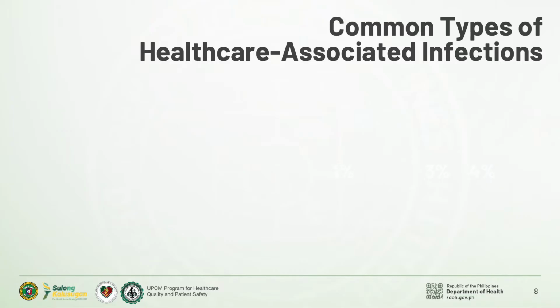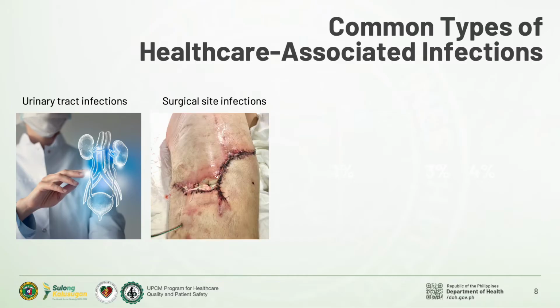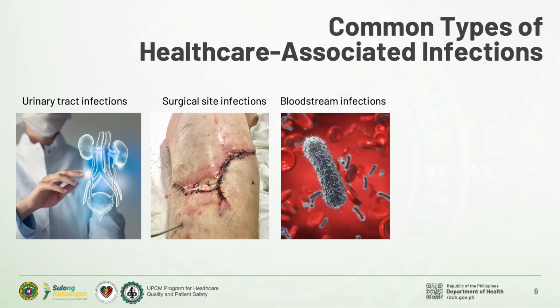Now, there are various types of hospital-acquired infections. Catheter-associated urinary tract infections are one of the most frequent types of HAIs and account for about 36% of cases. Surgical site infections, on the other hand, come in second. These are infections obtained during or after surgical procedures, and they account for about 20% of all hospital or healthcare-associated infections.